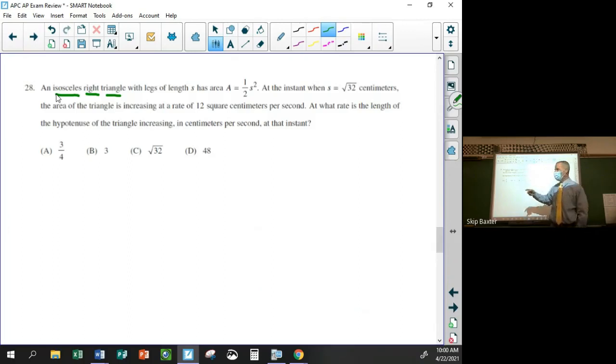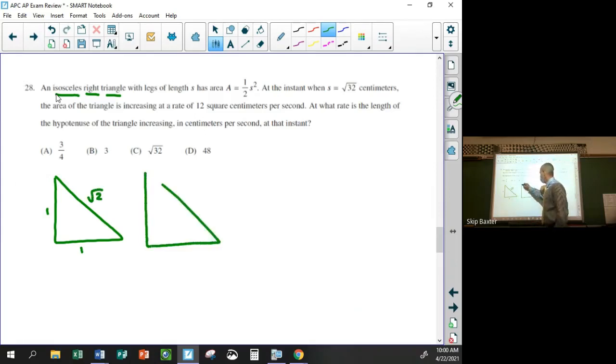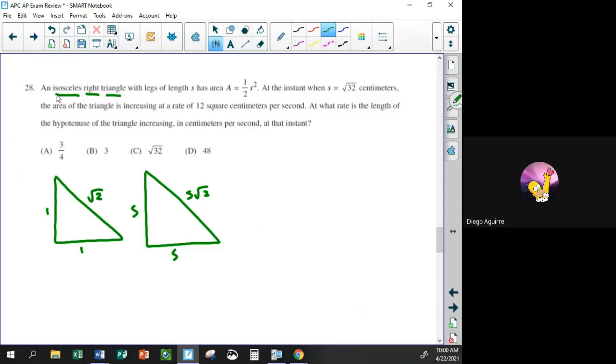What do you think, Paul? So it would be like a 1, 1, radical 2. Yeah, it's a 1, 1, radical 2 triangle. So think of this as like S radical 2, that sort of thing. Does that help? Oh. So then, okay. One half.